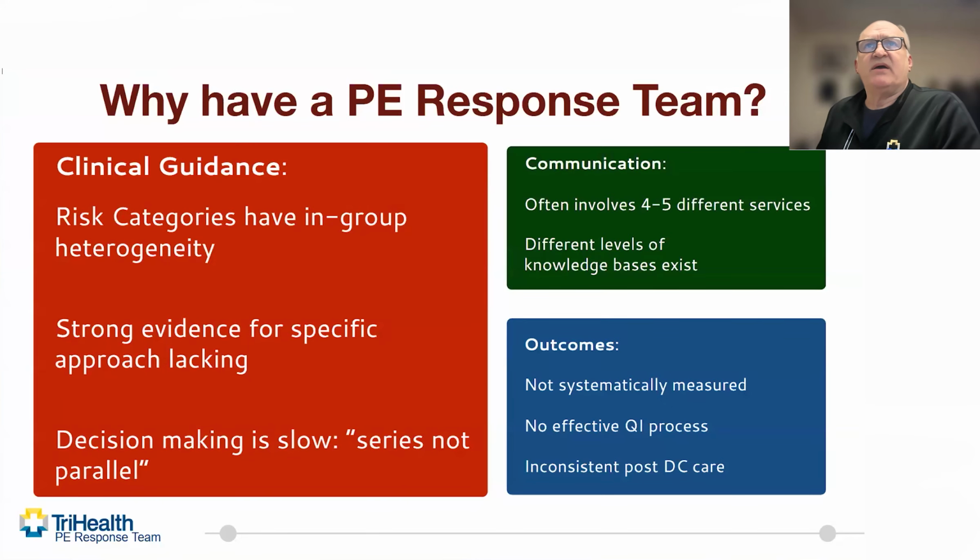So just to recap why a PERT team is important for clinical guidance: the risk categories have significant in-group heterogeneity. There's a lack of strong evidence for a specific approach, and decisions tend to get made slowly, often in series instead of parallel. Communication can be an issue, especially when you involve 4 to 5 different services, all of whom come at it with somewhat different knowledge bases. And then also, it's important to be able to measure and monitor outcomes in a more systematic fashion to improve your QI process, as well as improving the consistency of post-PE care after discharge. Next slide.